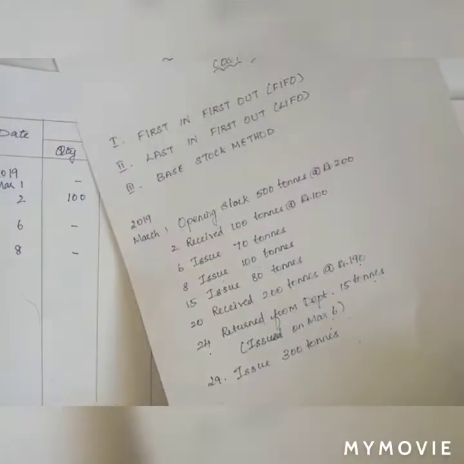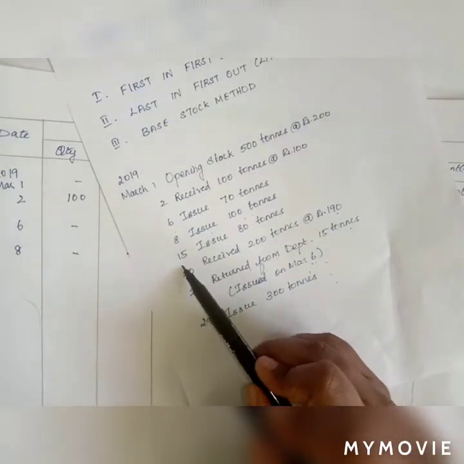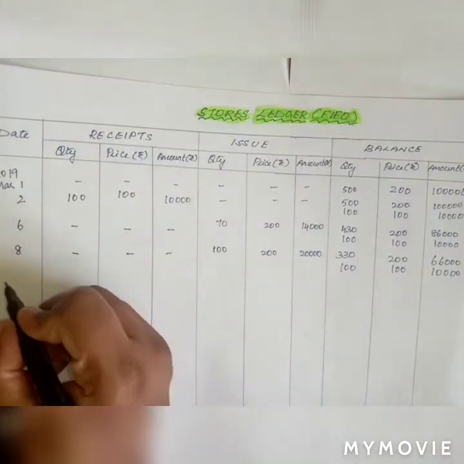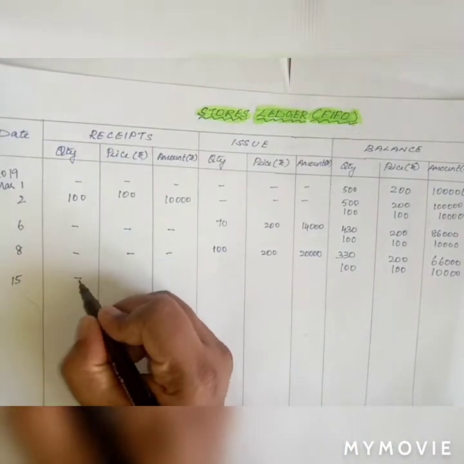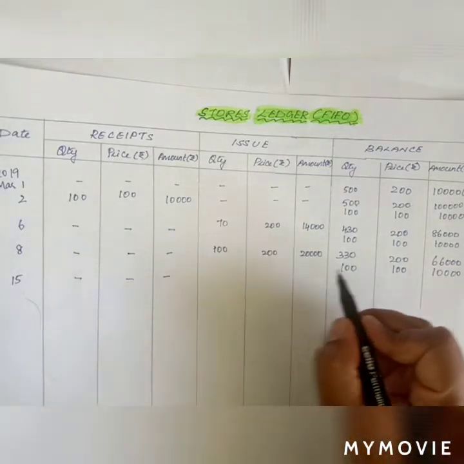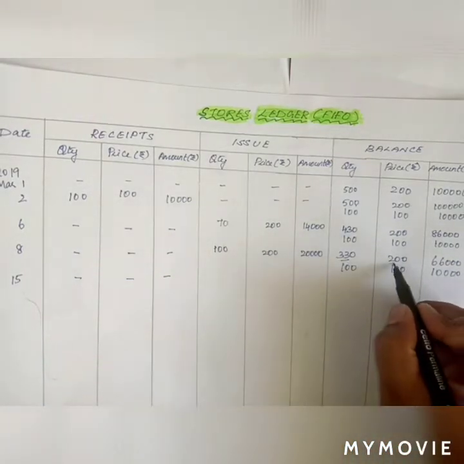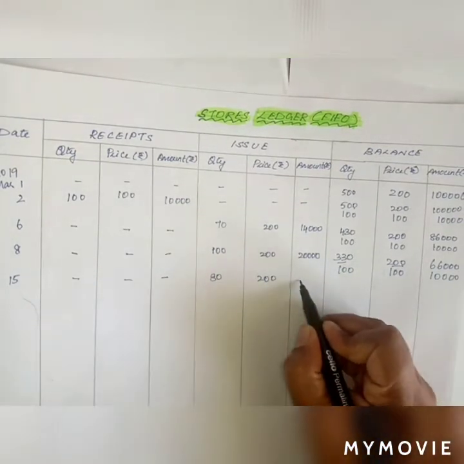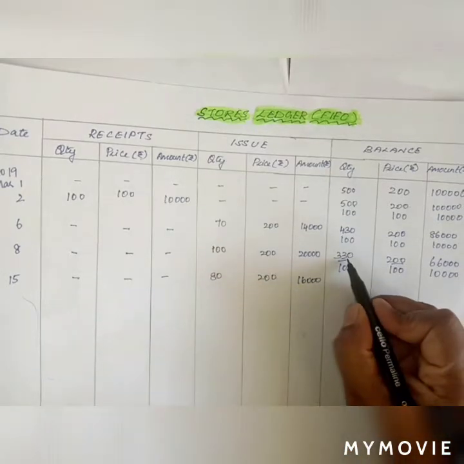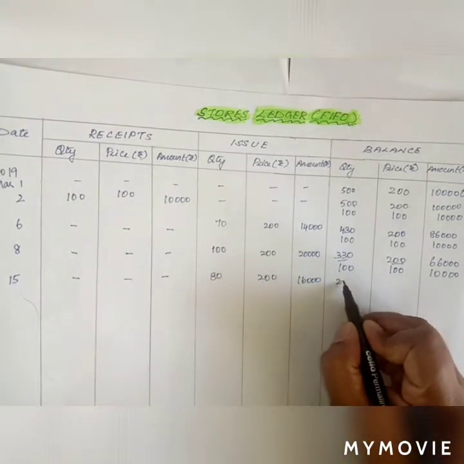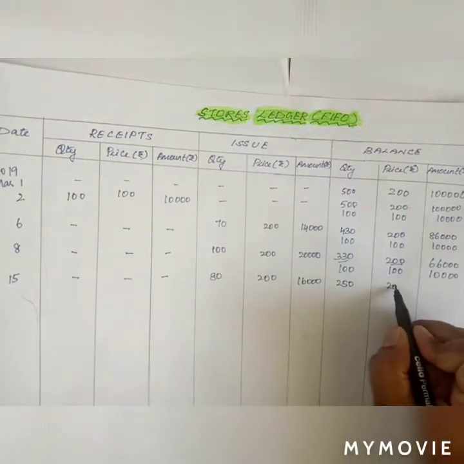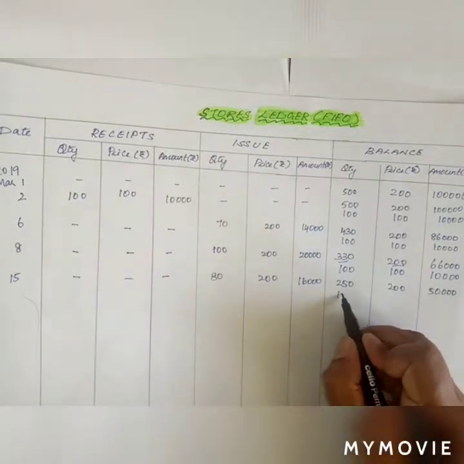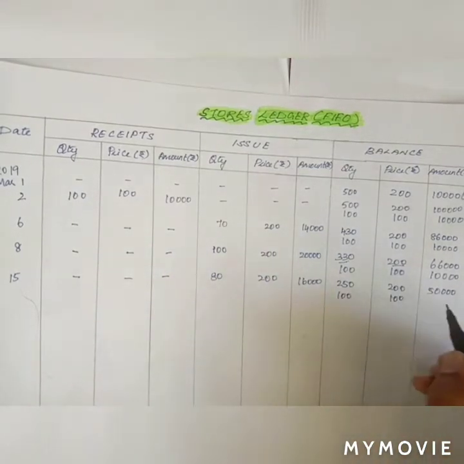Coming back to the question, the next one is the 15th. On the 15th, issue of 80 tons. We can issue out of this same set itself. So 80 tons of 200 rupees each, which is 16,000. Out of 330 tons, we have issued 80 tons. Therefore, the balance is 250 tons of 200 rupees each, which is 50,000. And this 100 tons we haven't utilized, so write it as such.